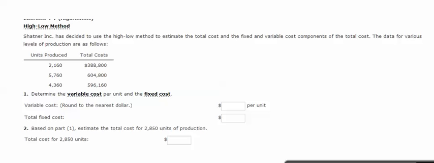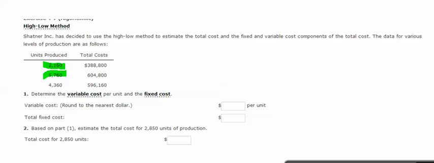When we are using the high-low method, we're going to look at the levels of production. They gave us 3 levels of production: 2160, 5760, and 4360. High-low method is what we need to use. So we're going to grab the 2160 and the 5760. That's my high and low.